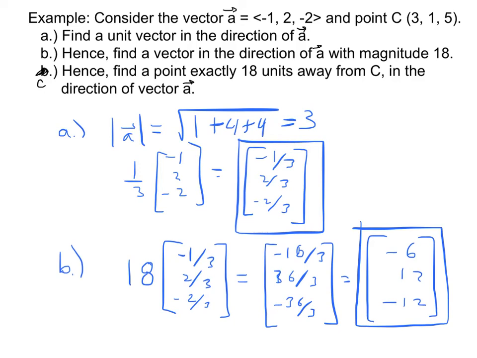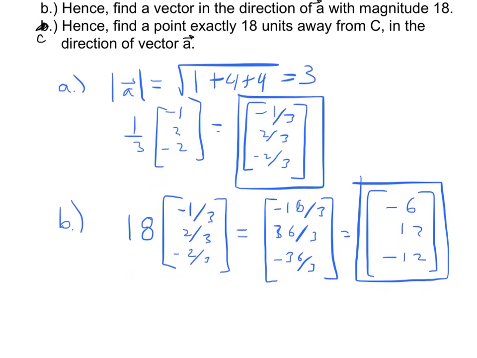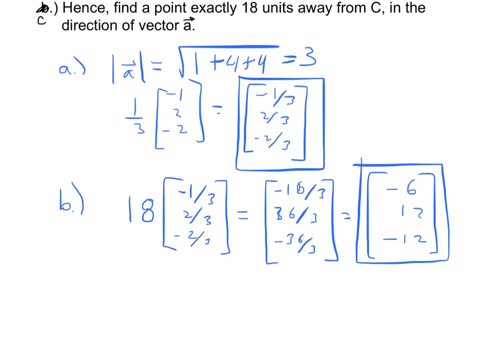And that really, in my opinion, is the main use of unit vectors. If you want to find something that's 18 units away, chop it down to being 1 unit, and then multiply it back up to being 18 units long. So now we get to part C, and I like part C a lot, so make sure you've got your brain turned on for this. Again, it's a hence problem, which means we're going to use what we just did. Hence, find a point that's exactly 18 units away from C in the direction of vector A.